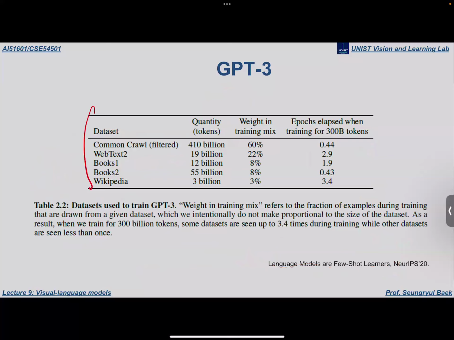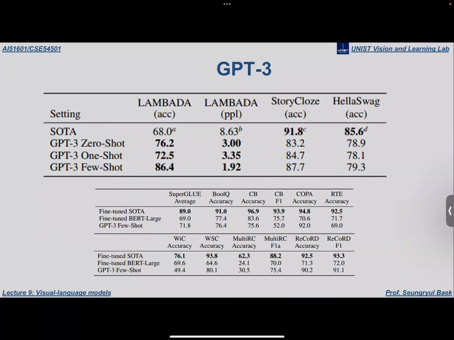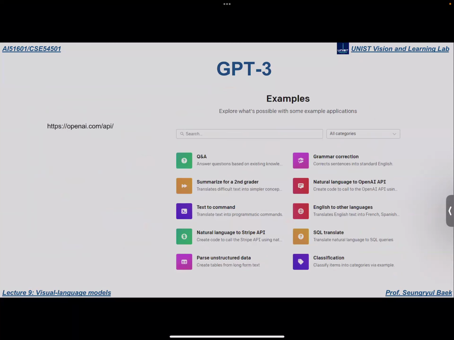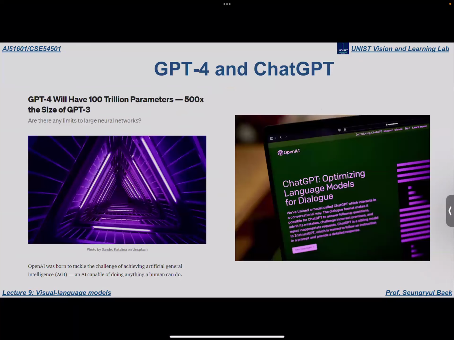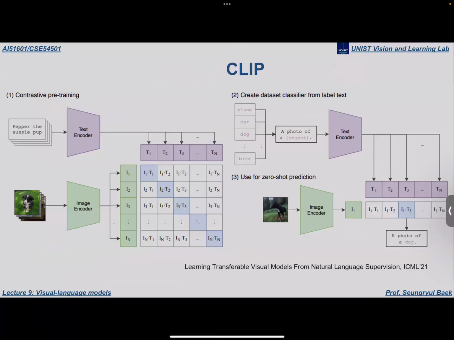And this is the data set they have used. So they use a billion-scale data. And so they show that their performance is better than previous. Okay, and now we have GPT-4 and also ChatGPT.